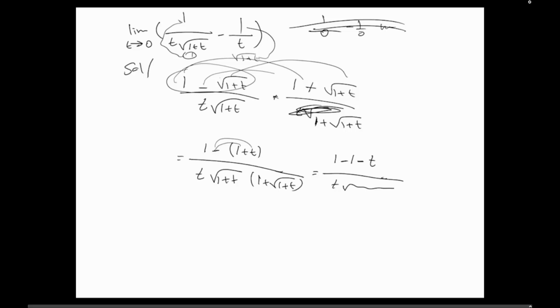Not changing the denominator, I'm just going to write it this way. What's going to happen over here is this 1 will go with this 1, and this minus t will go with the t, so we're only left with minus 1. In the end, we're going to be left with this value, minus 1 plus t, divided by 1 plus t.